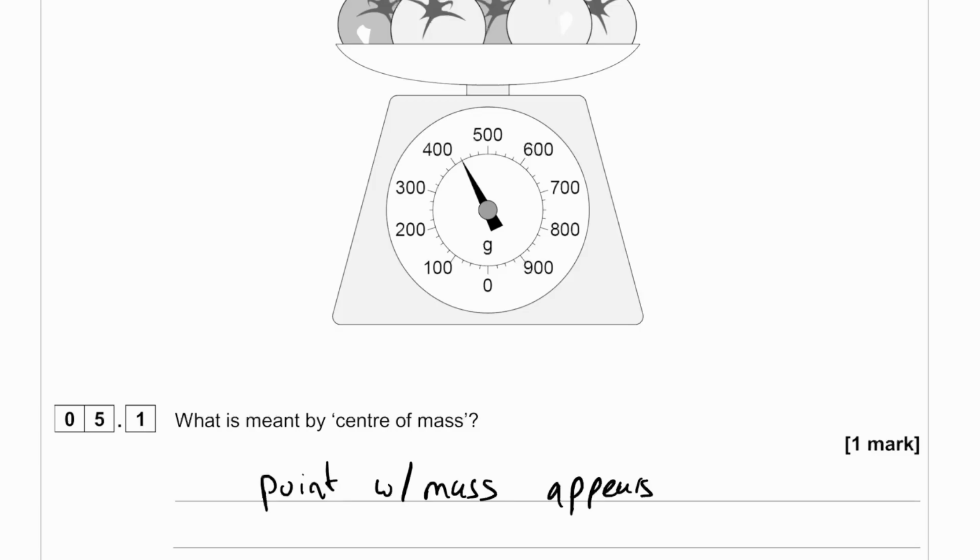And either of those definitions would give you the mark. Now, if you didn't memorize that definition, you might struggle to actually correctly define it. A lot of students might say it's just where most of the mass is, but again, that's not correct. Or you might say that it is where the center of the object is, but again, that's not correct.